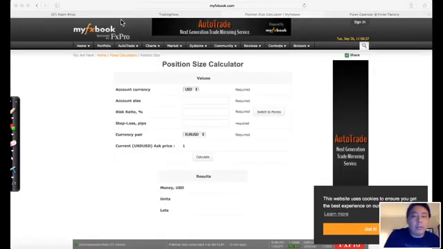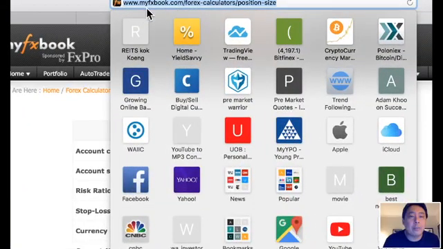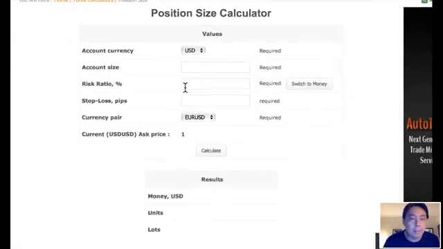Alright, so this is just one of the many position sizing calculators that you can use when you are calculating your position size. I tend to use the one that I download on my phone app, but I'll show you the one on one of the websites. If you go to myfxbook.com/forex calculators position size, or just do a Google search for forex calculators position sizing, you get something like that.